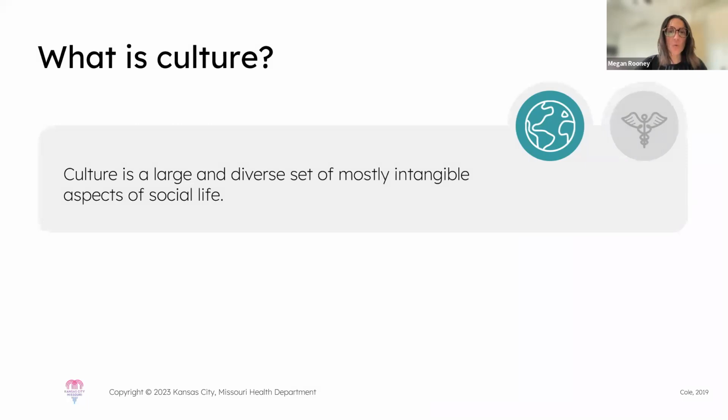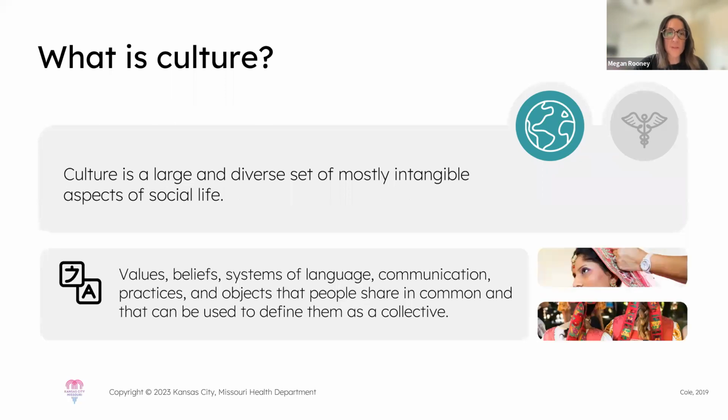So we're just going to start with a definition of culture. There's lots of definitions out there, but this is a really simple one. It's a large, diverse set of mostly intangible aspects of social life. So, a vague definition on purpose. More specifically, it's the values, beliefs, systems of language, communication practices, and objects that people share in common that can be used to define them as a collective. So we can think of culture in lots of different ways.